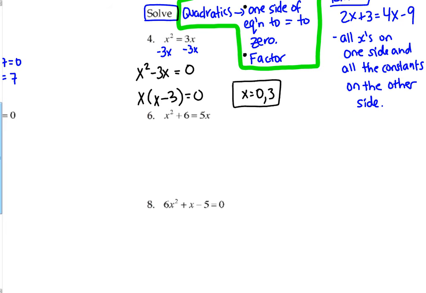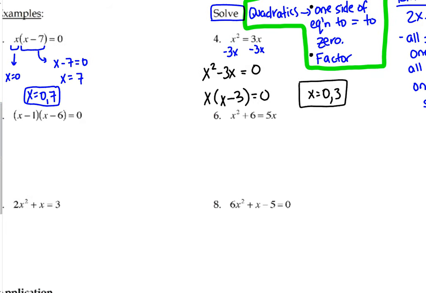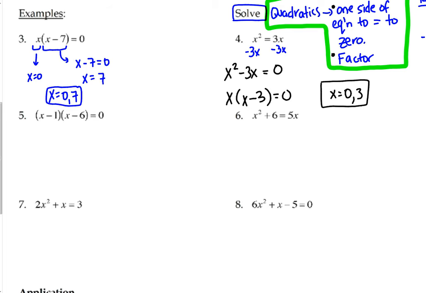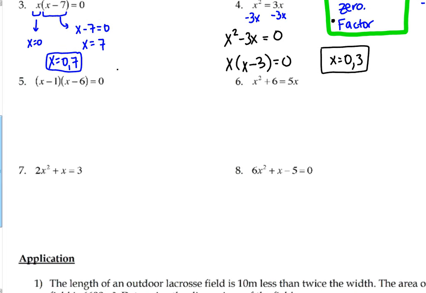Okay. So quadratics, we have to get one side equal to 0. Number 5, is it factored for you already? Yes, be very careful that that equals 0. Sometimes they like to give you a question, maybe it looks like this. x minus 1 times x plus 2 equals 5. That's so mean because that means you have to expand and use FOIL, make one side equal to 0, and then refactor. So be careful of these cases.